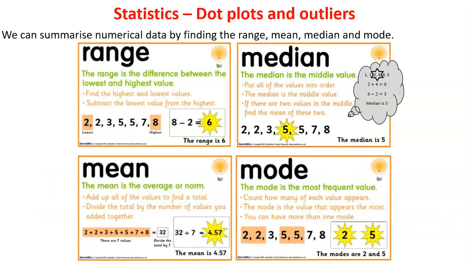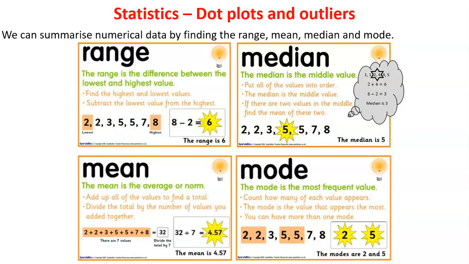So a quick recap on what we did in our last lesson. This is going to be quite important for today because we're going to be using these terms again. So we looked at summarizing numerical data by finding the range, the mean, the median, and the mode. So quick recap, the range is the difference between the lowest and the highest value. So we just need to identify what's our lowest value, what's our highest value, and then we can subtract and we end up with our range.